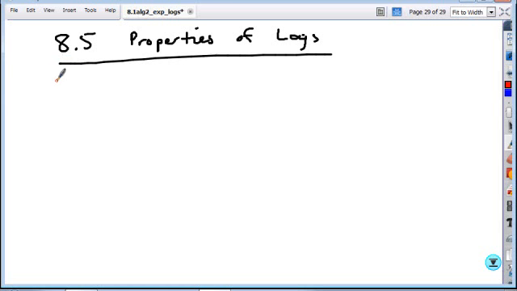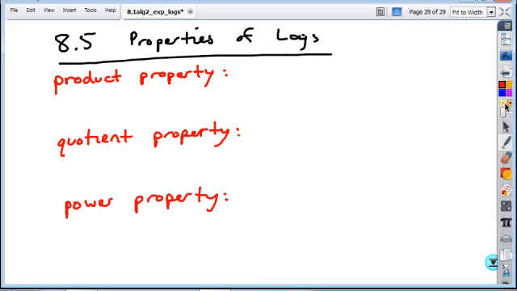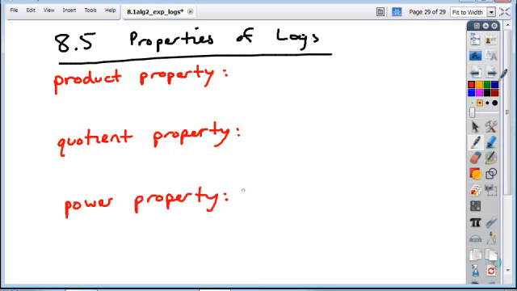You can use the idea of three properties: a product property, a quotient property, and a power property. And these are all going to be used kind of all in one. Okay, so you'll use all three of them at once in an expression. But here's how the properties kind of relate to each other.